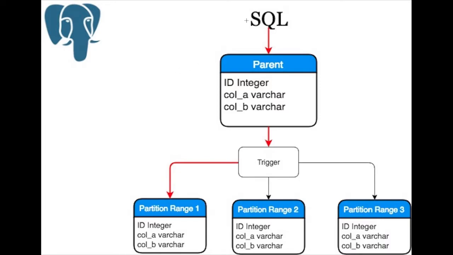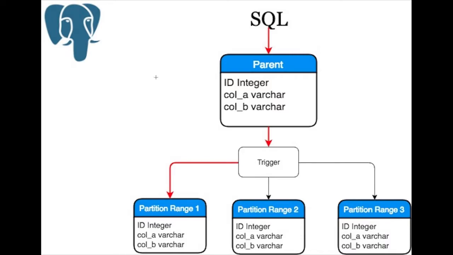So as you can see by this diagram here, I have a parent table which I would like to partition, and what I need to do is create three partitions. I need to create three child tables that will hold each partition range, and then I need to create a trigger which will manage all the inserts into the parent table to make sure that each set of data is applied to the correct child partition.